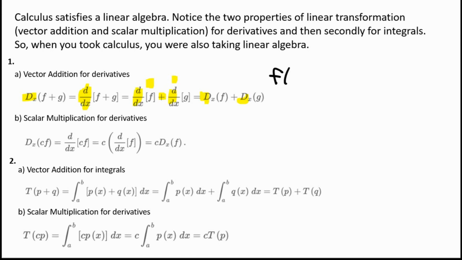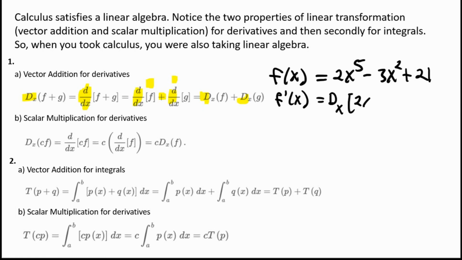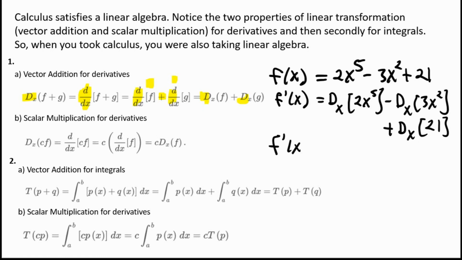So when you had examples like some function, 2x to the fifth minus 3x squared, plus 21, and you took this derivative, you were applying the derivative on the 2x to the fifth. See how you broke up that sum, minus the derivative of 3x squared, and then plus the derivative with respect to x of 21. You did that because these functions satisfy a linear algebra. So thus you get that derivative to be 10x to the fourth minus 6x, and that's it.